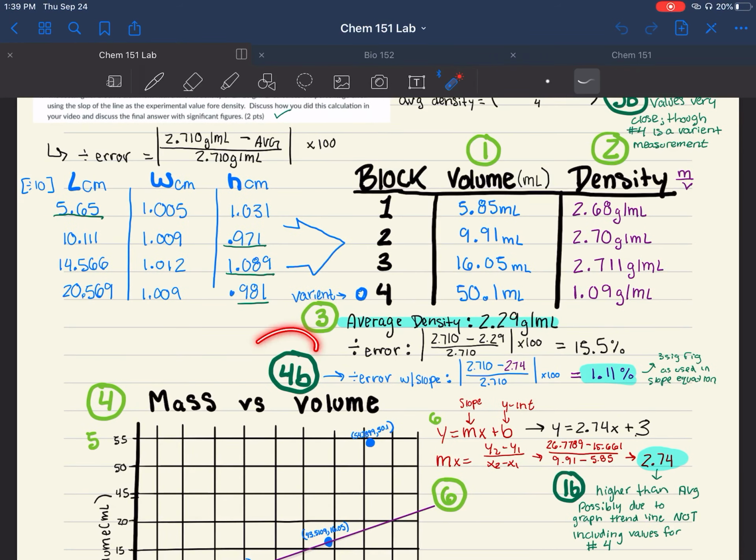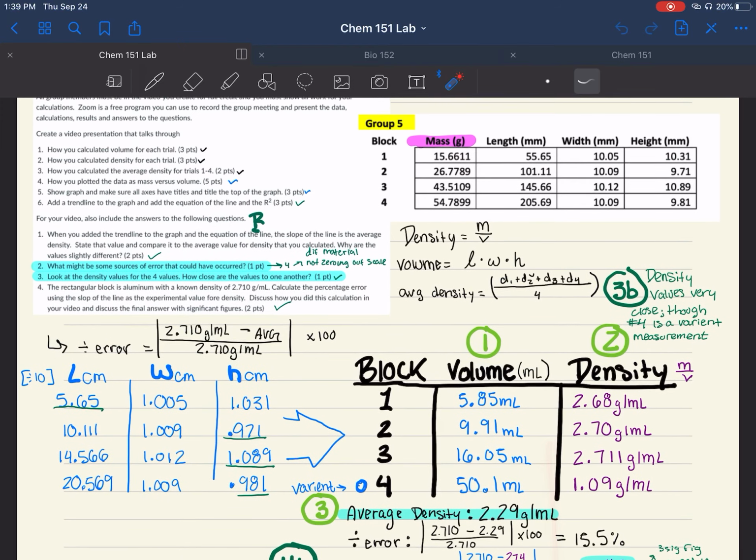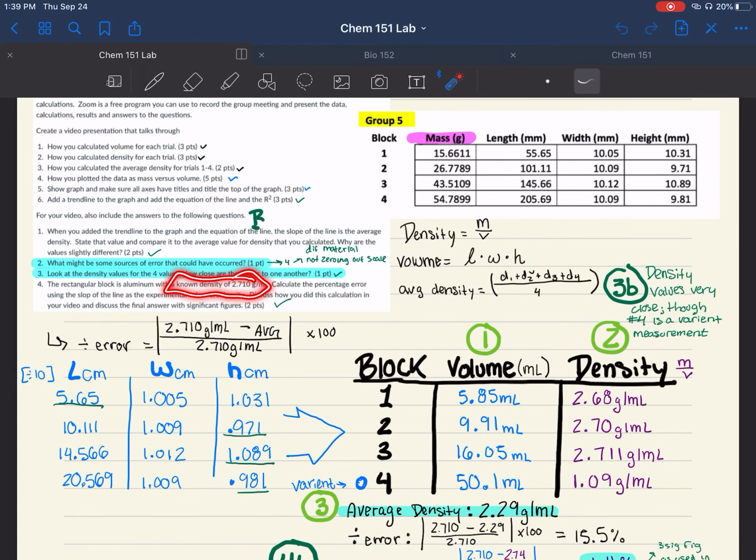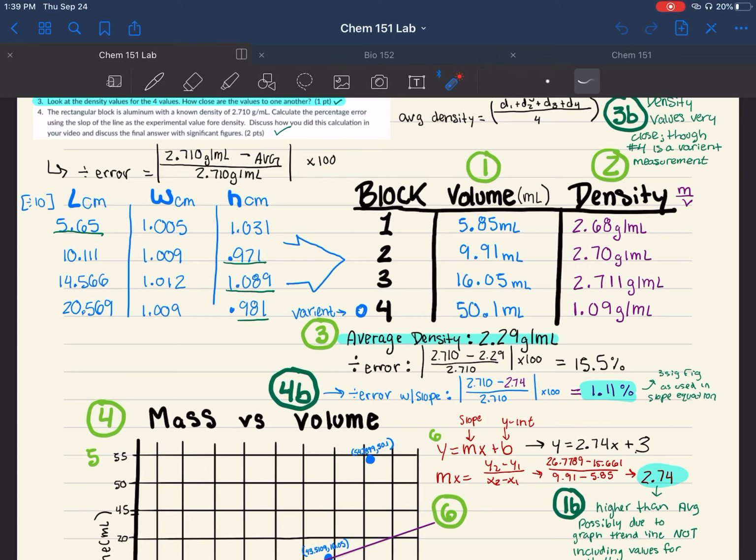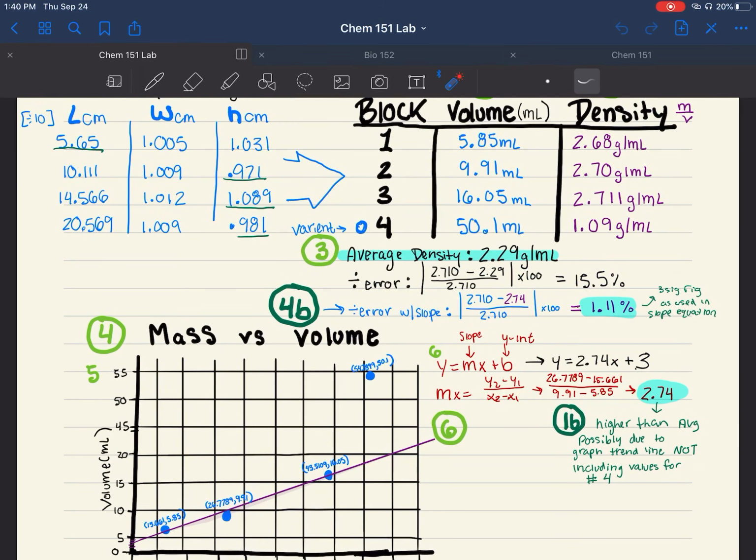And then I also calculated our percent error using the slope. This is the absolute value of the density of aluminum, 2.710 grams per milliliter, minus our slope, and divided by the density of aluminum again, times 100, which gave us 1.11% of error. And these 3 sig figs, that is the amount of sig figs that I used here in our slope equation.